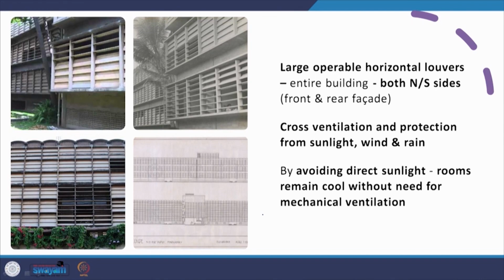So these large operable horizontal louvers have been provided on the entire length of the building, on both the north and the south side, the front and the rear facade, for cross ventilation and protection from sunlight, wind and rain. By avoiding direct sunlight through the louvers, the rooms remain cool without the need for mechanical ventilation.